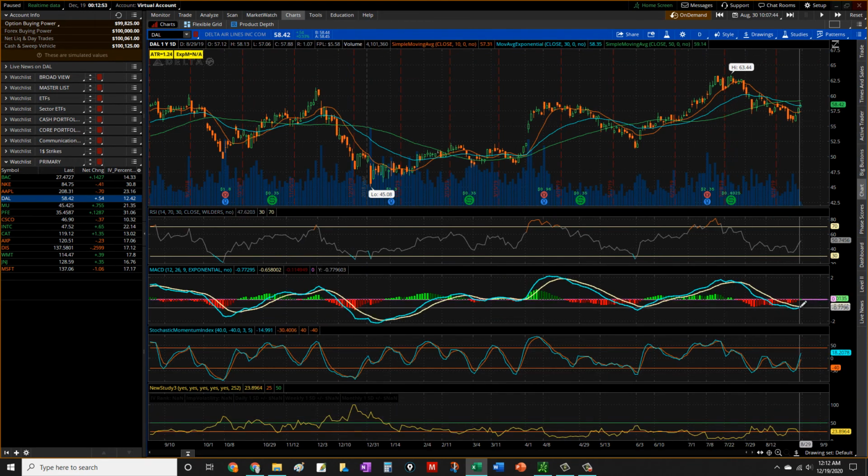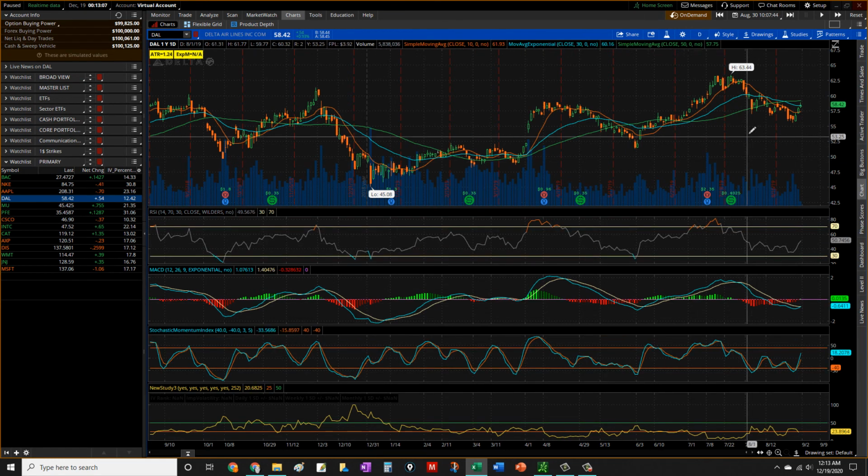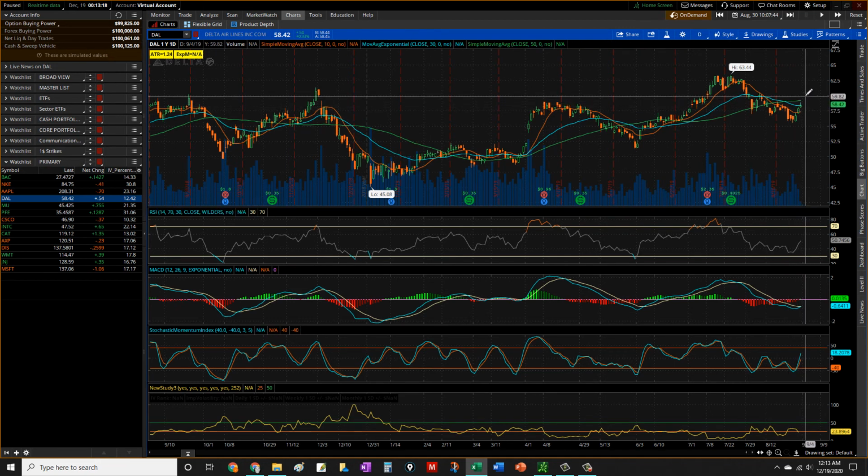Looks as if the MACD is attempting to turn higher. The histogram is certainly moving in a bullish manner. The stochastic momentum index is moving higher, not yet in an overbought area, and the RSI is moving higher. So we'll see if all those indications help us in our quest to reach the $60 area.